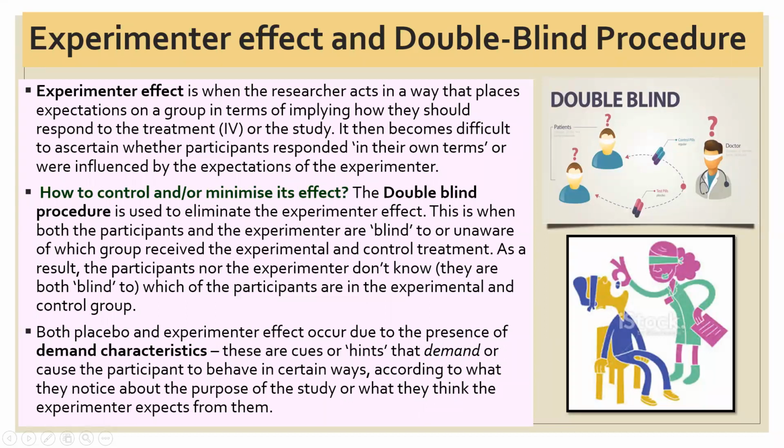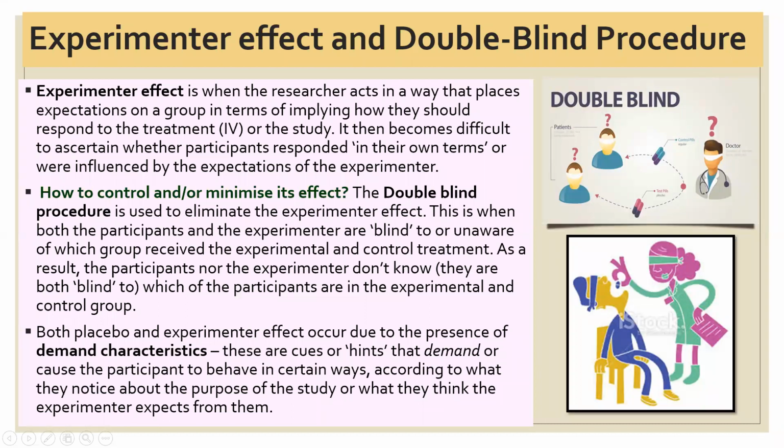And if these patients don't know who is getting the treatment, they're not going to be able to act in accordance with the expectations. And obviously, if the researcher doesn't know who's getting the actual green tea in this case, he won't be able to place his expectations because he doesn't know who's the experimental group to begin with.